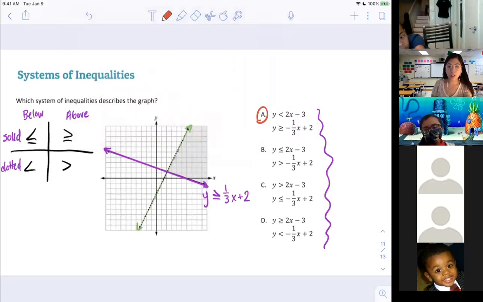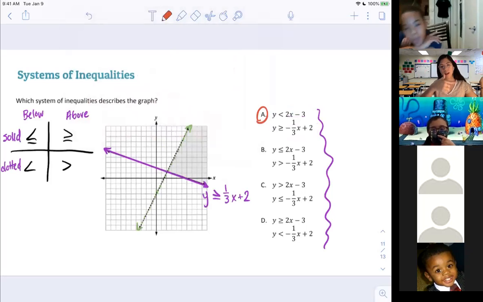Okay, so for this type of question, you really only have to look at the y-intercept. Did I have to calculate slope? No. I didn't have to calculate slope. I just looked at the y-intercept and the symbol and found the one that matches.